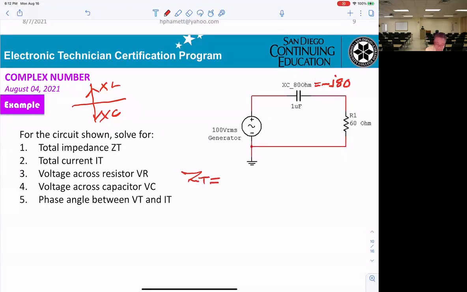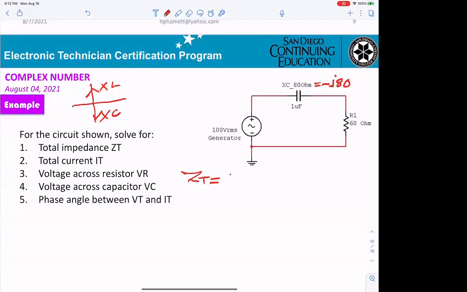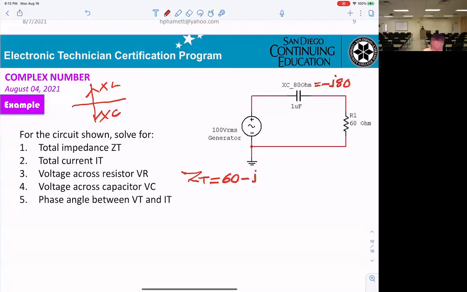Who can do it? Z total equals what? I think it's 100. You get a real part right here. Just add them up. 160. Right? So the rectangular form of the complex number would be 60 minus J80, correct? All right.